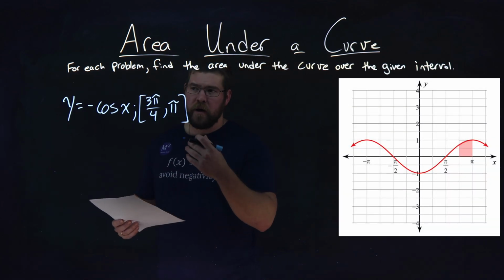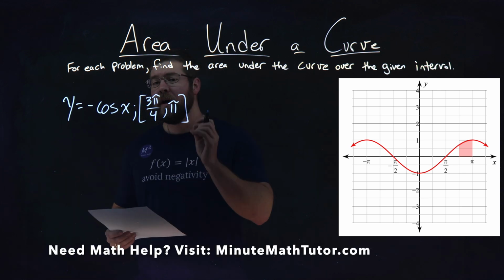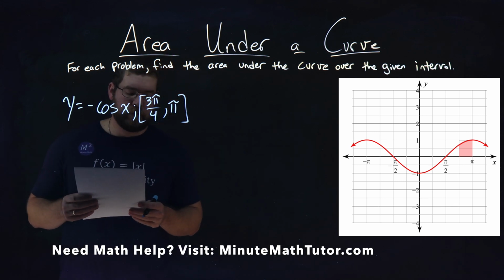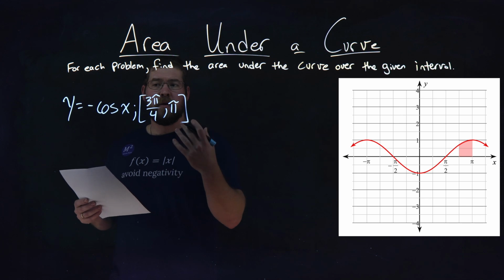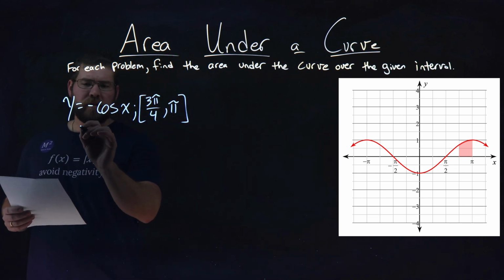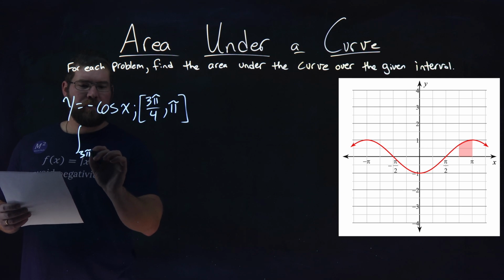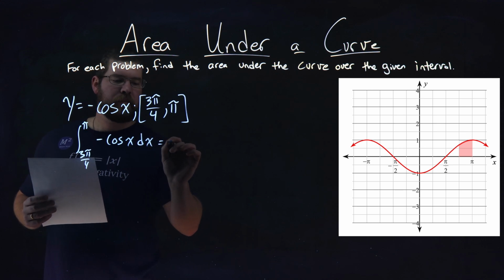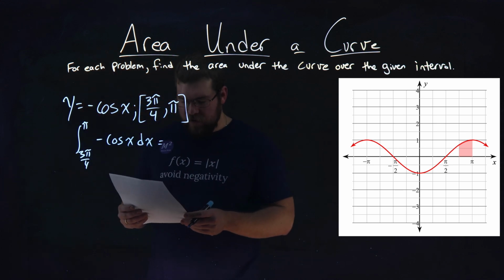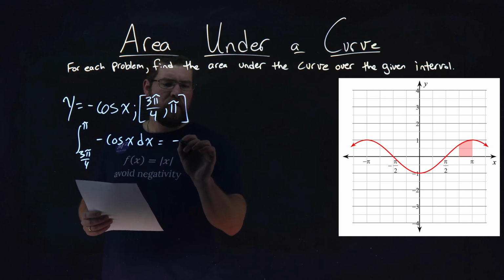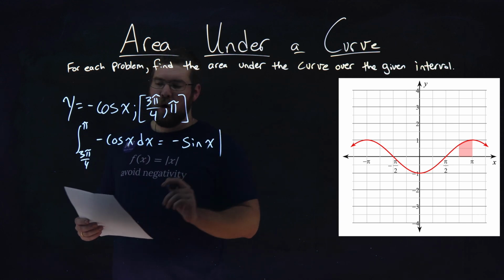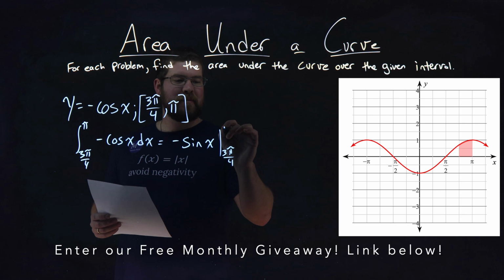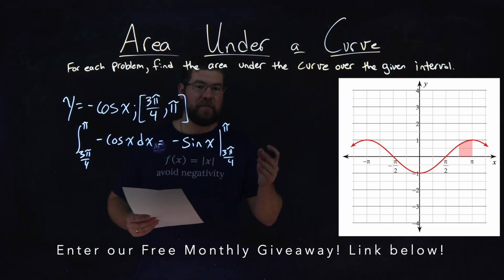We're given this problem right here, y equals negative cosine of x on the interval from 3 pi over 4 to pi, and we need to find the area under the curve over this given interval. Well, first thing I want to do is find, what's the integral of cosine of x? So we have to set up our integral from 3 pi over 4 to pi of negative cosine of x dx. Now from here we need to find what is the integral of negative cosine of x, and that is negative sine of x. So we have negative sine of x here over the interval from 3 pi over 4 to pi. From there we need to plug in our values.